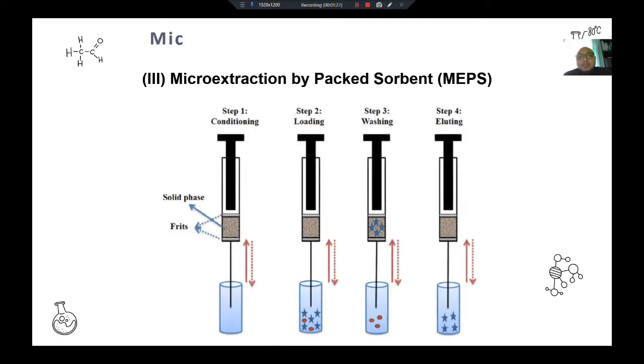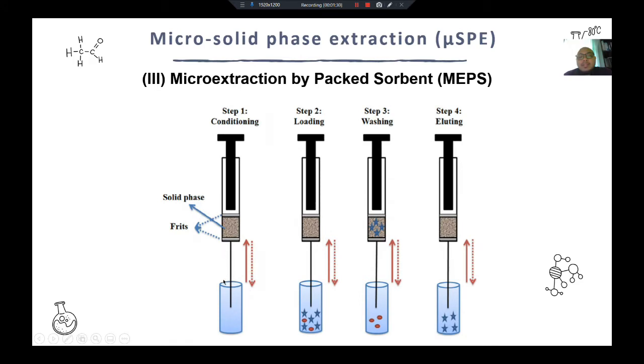Okay, now we look ya. Ni contohnya adalah syringe tadi. So kita akan sedut, kita akan keluar lah. So yang ni maksudnya aero atas, aero bawah ni kita sedut, kita lepaskan, sedut, lepaskan. Right. So here if you look here is the syringe.